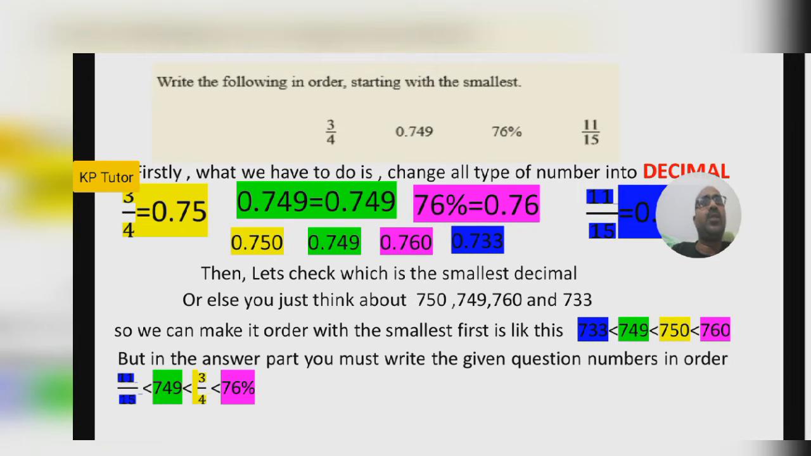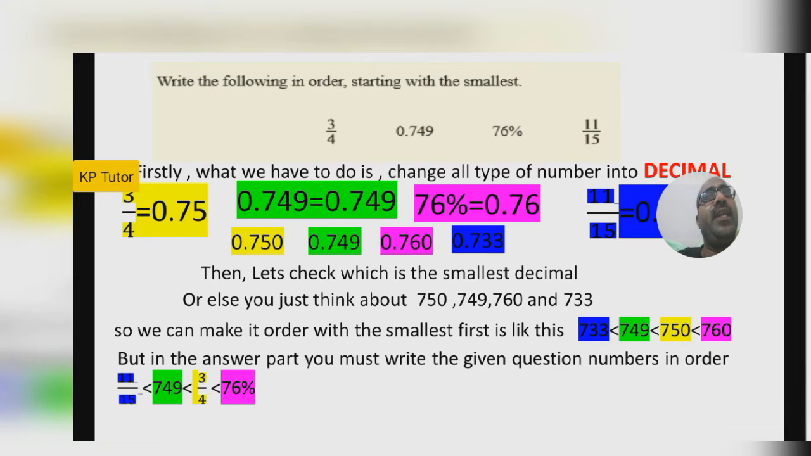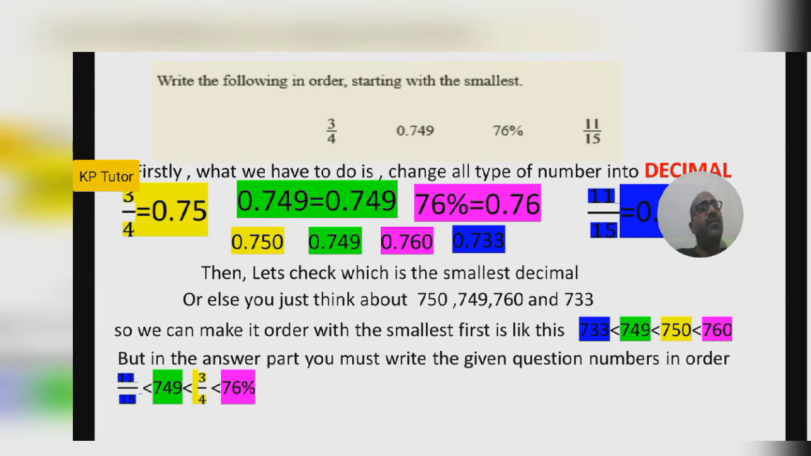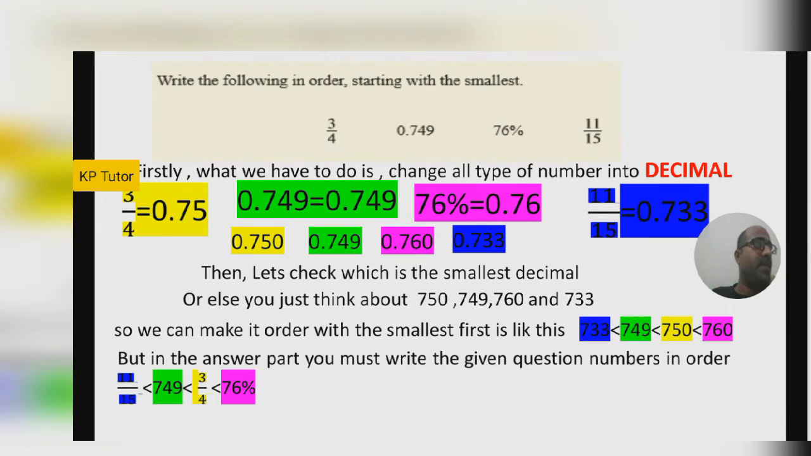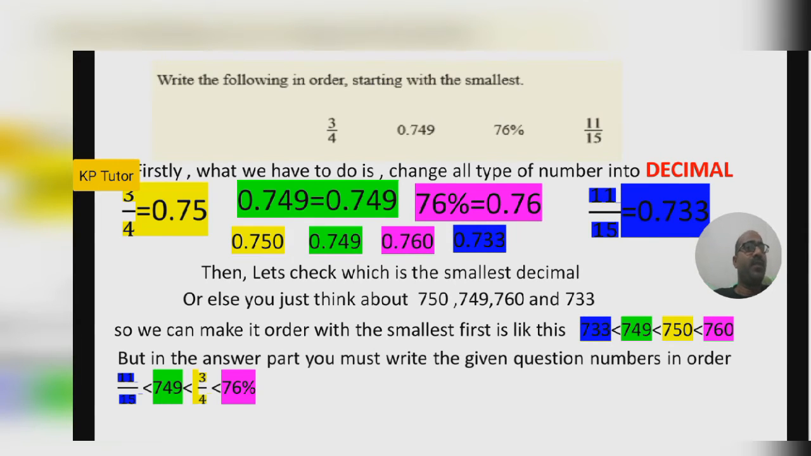Write the following in order starting with the smallest. Firstly, what we have to do is, different types of numbers are there. All the types of numbers you have to change into the decimal format. First we can check 3 by 4. Just use the calculator. This 3 by 4 will come 0.75. 0.749 is already in the decimal form, no need to change. 76 percentage means we convert 76 divided by 100, then 0.76. Then one more fraction is there, 11 by 15, which is 0.733.